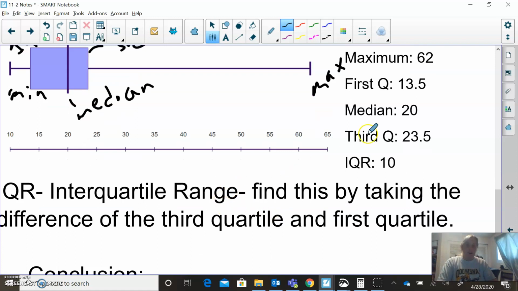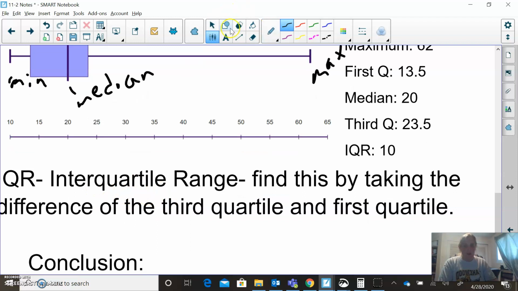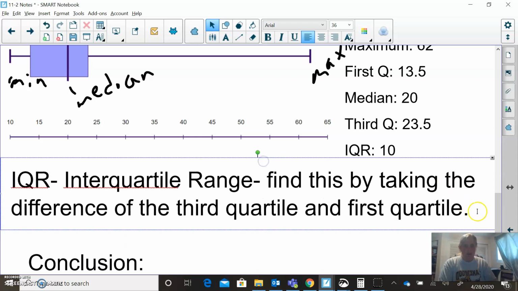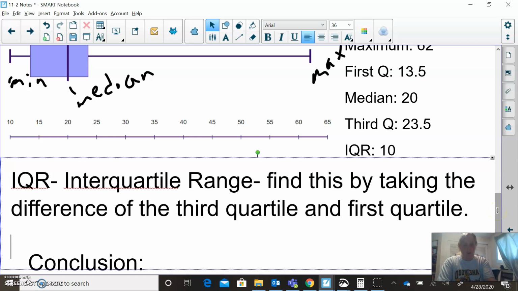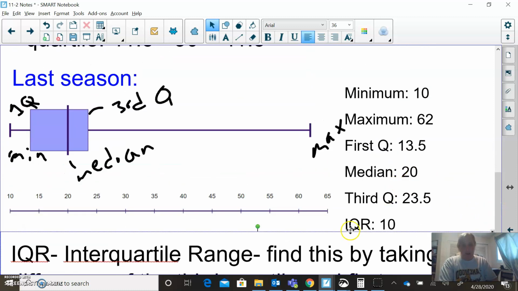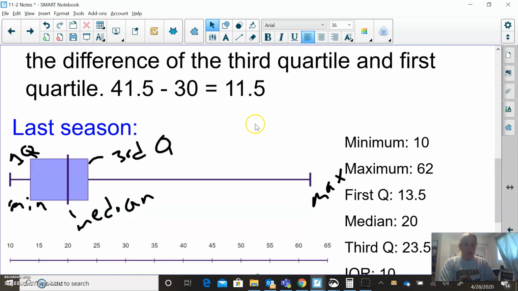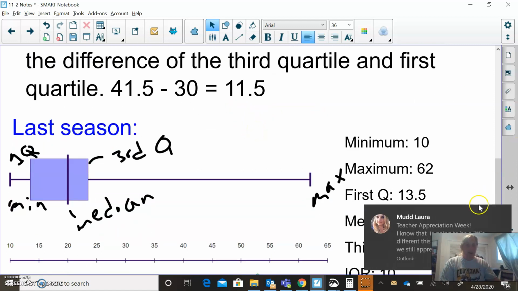Okay? So to find our interquartile range, we take the difference of the third quartile and the first quartile. So we can do that again. Our third quartile was 23.5. Subtract out 13.5, which equals 10. Okay? Our IQR for this season was 11.5.